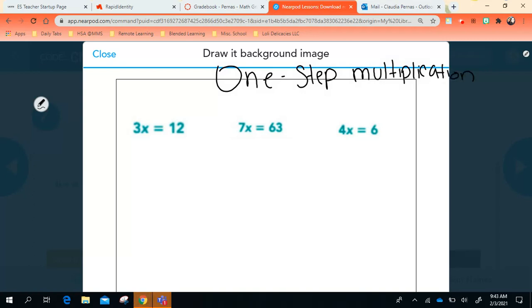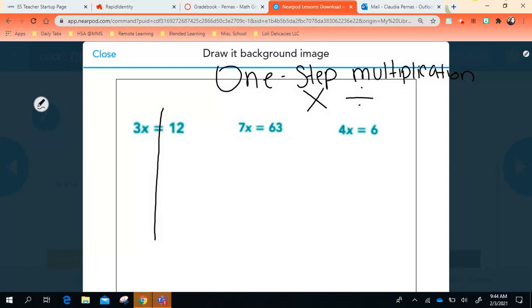So 3x equals 12. We still have to keep it balanced. It doesn't matter if it's addition, subtraction, multiplication, or division. So the first thing I'm going to do is line through the equal sign. Okay, so we said that the inverse of multiplication is what? It is division. So I'm going to go ahead and just write it up here so I don't forget. The inverse of multiplication is division.